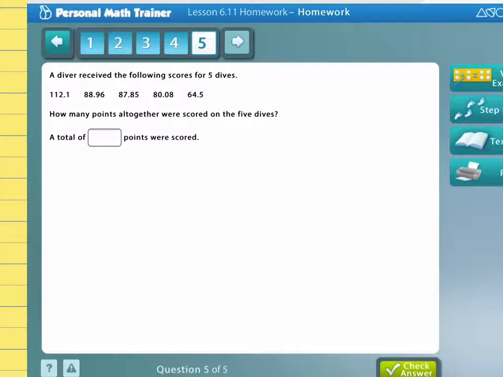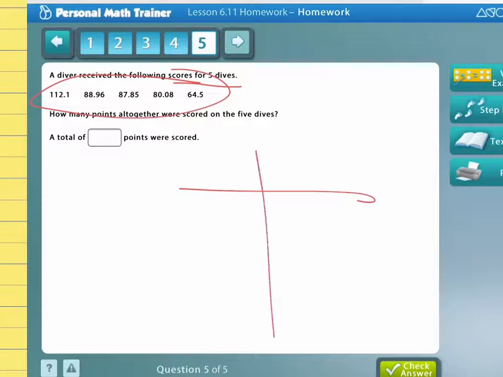And the final problem on the homework is a diver received these scores for 5 dives. How many points altogether were scored? So we're just going to add them up. The only thing to remember here is to line up the decimal places.